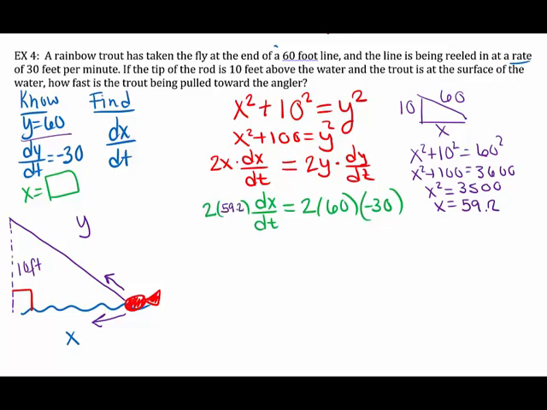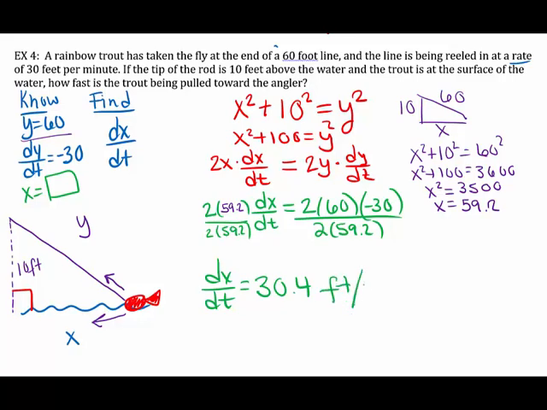And so now this is the math that I'm going to do. I'll take this equation, solve it for dx/dt. And so I think this time I'm just going to put everything in my calculator at once. And so I'm going to divide both sides by 2 times 59.2. And then just type that into my calculator. And I ended up getting 30.4. And the units would be feet per minute. So the line is being reeled in at a rate of 30 feet per minute, and that's dragging the fish along the water at a rate of 30.4 feet per minute.